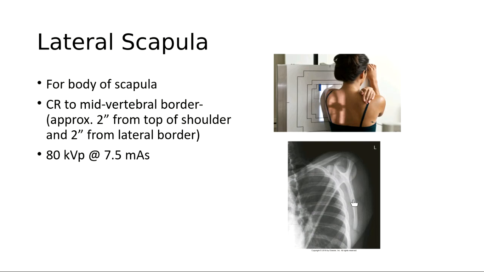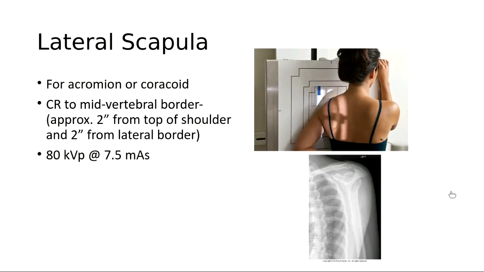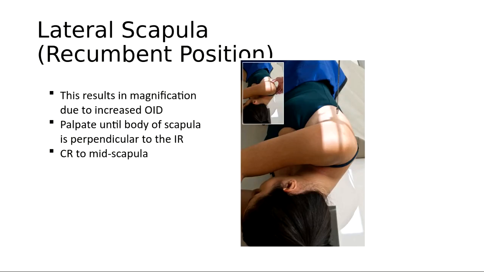If they were looking for the coracoid or the acromion process, then you would have them bend their arm back and put their hand on the small of their back, and that'll demonstrate the acromion process and the coracoid much better. So AP and lateral scapula are found on pages 207, 208, and then this one is on 209, the recumbent lateral scapula.